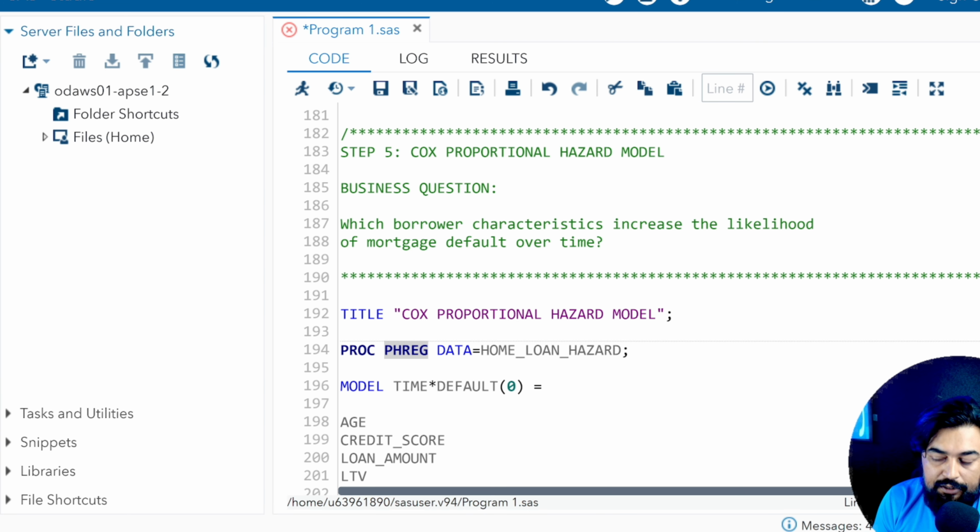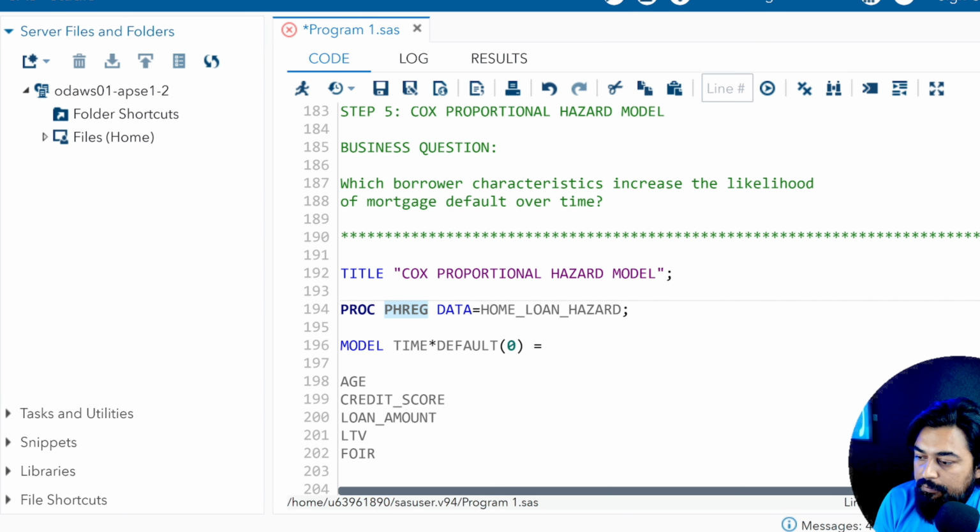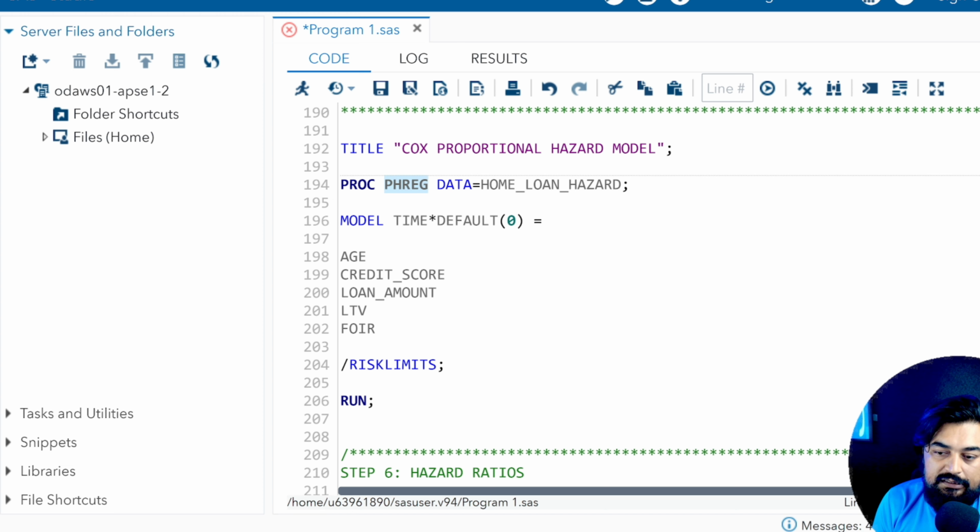Now in the model, if you see, I'm putting so many values. Let me just scroll it a little bit. Now you can see model time multiplied by default(0) equal to all these variables. This tells SAS to use these borrower characteristics to explain the timing of default. Now what is SAS learning here? That is something you should understand. It is trying to identify which variables increase or decrease default risk for the bank. Okay, obviously you will get that because the bank needs to calculate at the customer level itself. So now this is something easy. I think it's pretty much fine.